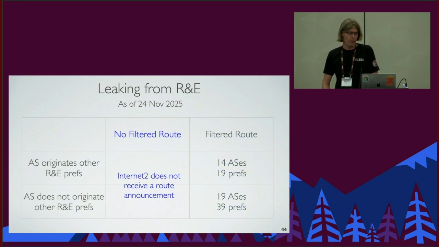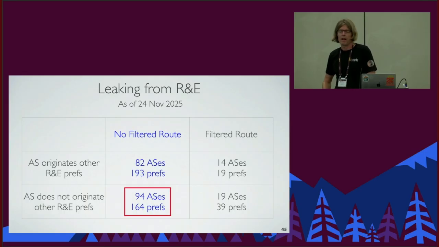There is another set where Internet2 is not receiving a route announcement, and these perhaps are more suspicious, but we break these down into the networks that are originating other R&E paths, because they probably also mean to announce these prefixes as well, and ASs that do not originate other R&E prefixes. And those are the ones that are probably the most suspicious in that they're receiving leaked routes. And there's 94 ASs that appear to be receiving leaked routes, 164 prefixes in the global internet table.